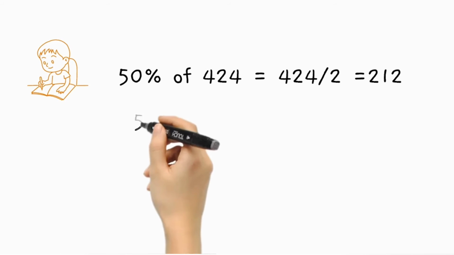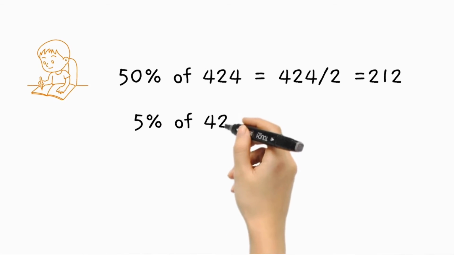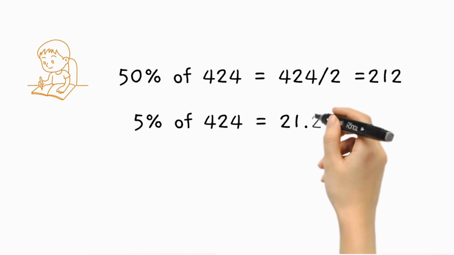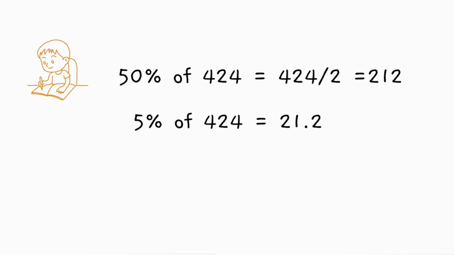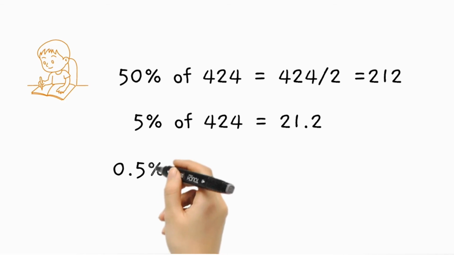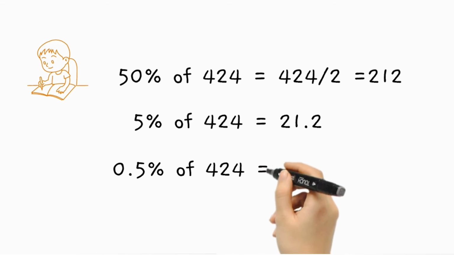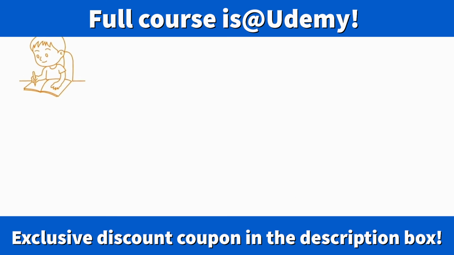Next, 5% of 424 is obtained by placing a decimal point before the units place in 212. So here that value is 21.2. Likewise, 0.5% of 424 is obtained by placing the decimal point before the tens place, and here that value is 2.12.